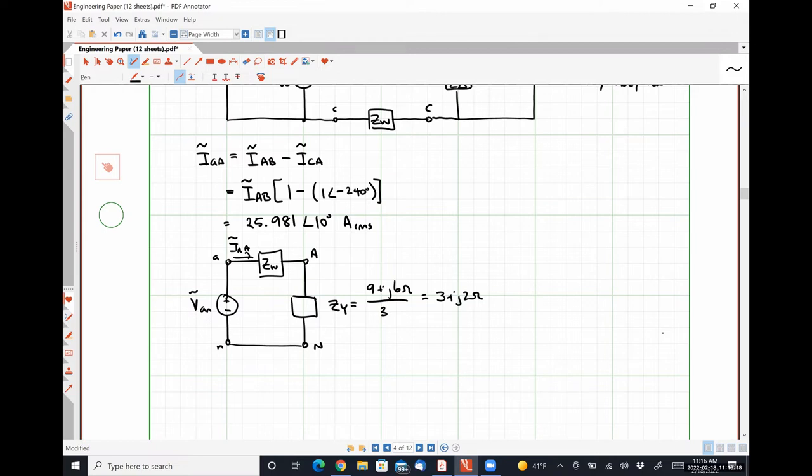How do we use voltage division if we don't know what VAN is? Jared, you got any thoughts? Yeah, Ohm's Law. We know this current IAA. That multiplied by these two impedances in series gives us VAN, 100%.